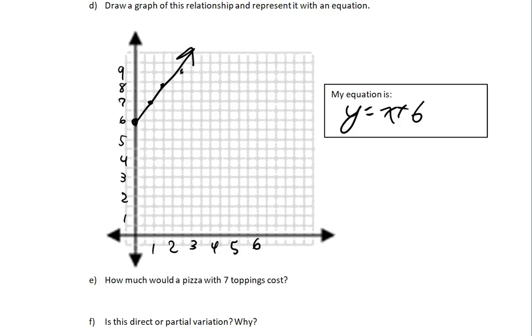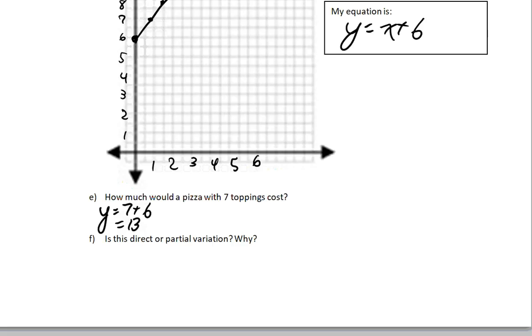So now we can use our equation. What if we ordered a pizza with 7 toppings? That would cost us $13. And is this direct or partial? So because it goes through 0, 6 and not through 0, 0, we call this partial variation. And why? Because it does not go through the origin.